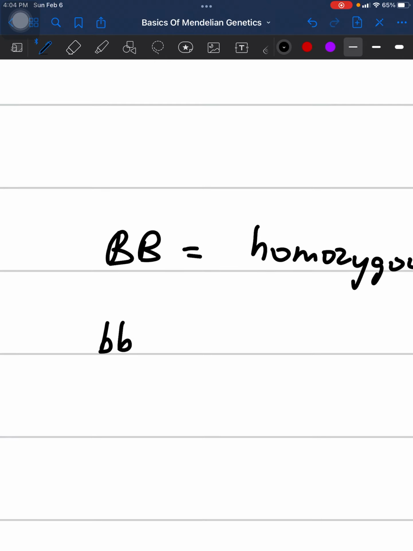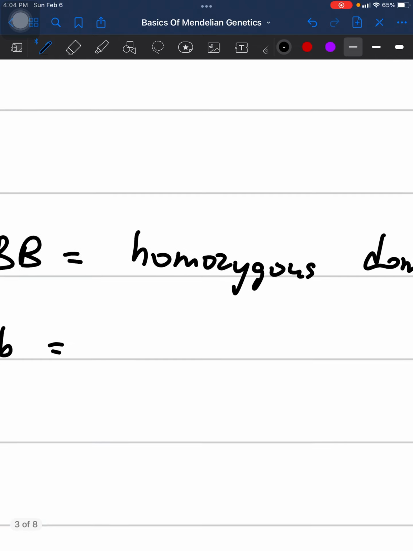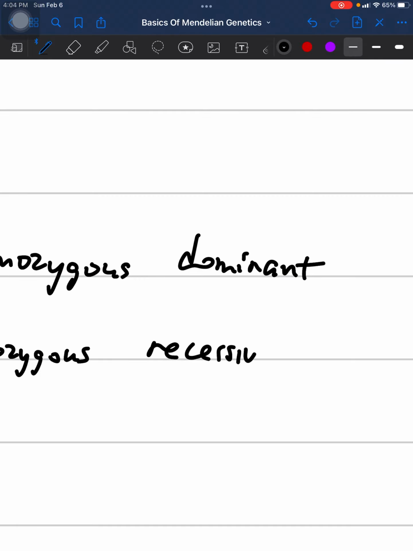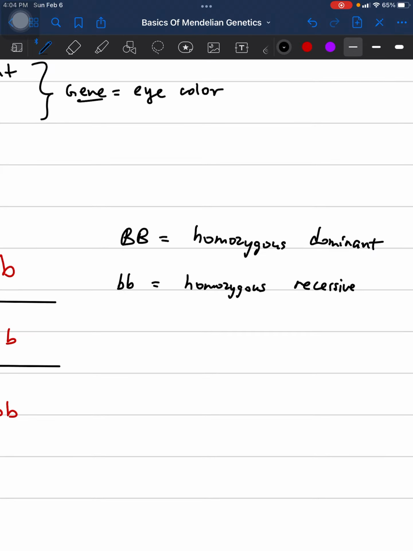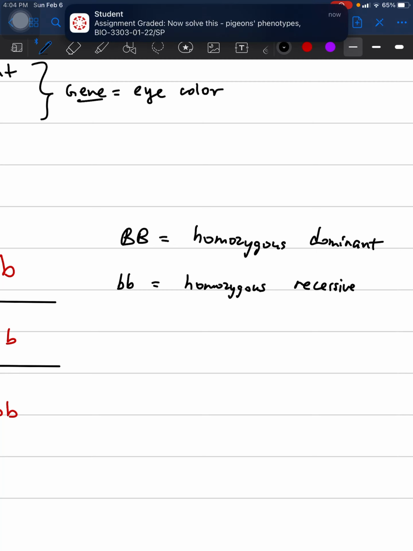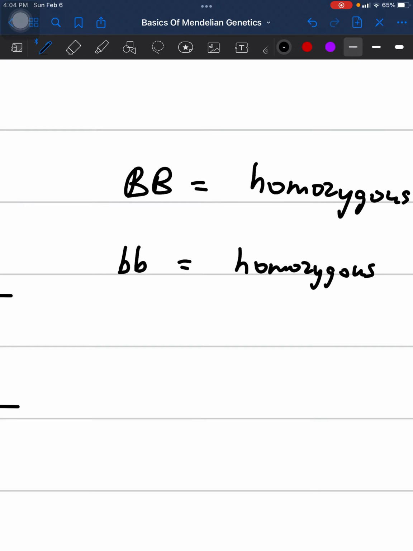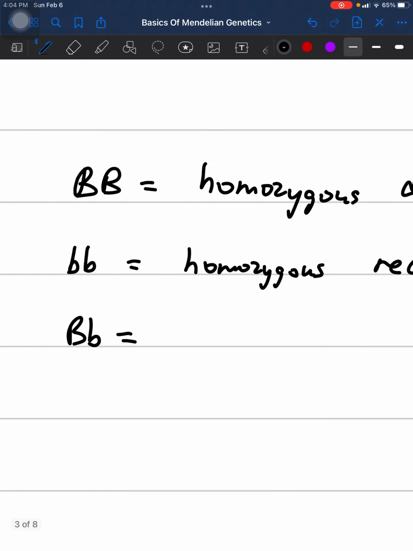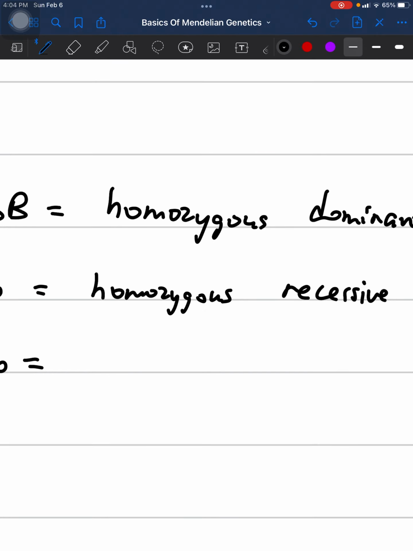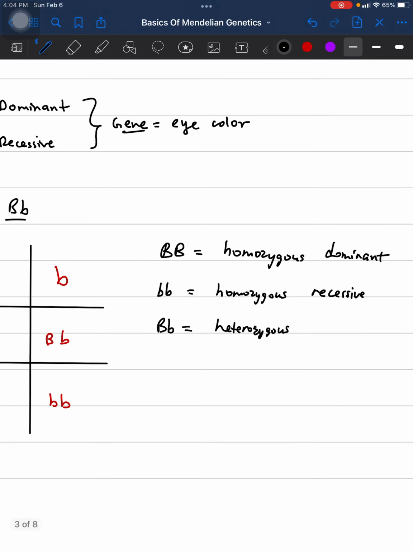So lowercase bb would be a homozygous recessive. And once again, two of the same alleles means homozygous, and lowercase alleles equal recessive alleles. So now this last one is a heterozygous offspring. It means that there's one of each allele, one uppercase allele, one lowercase allele, one dominant, one recessive.